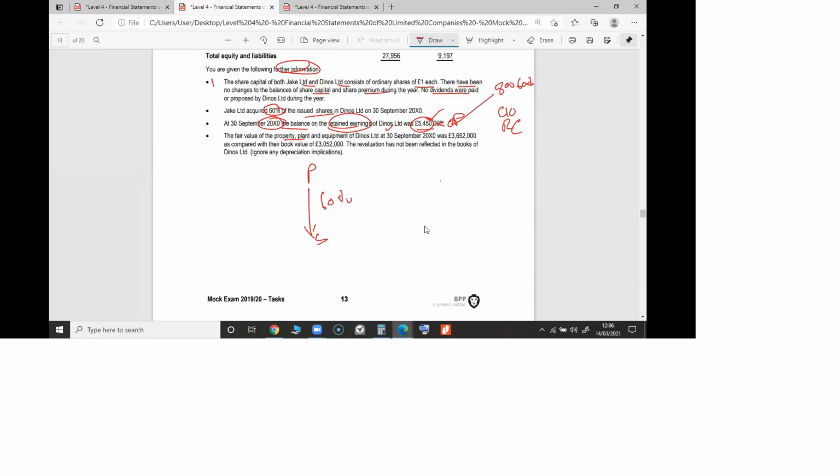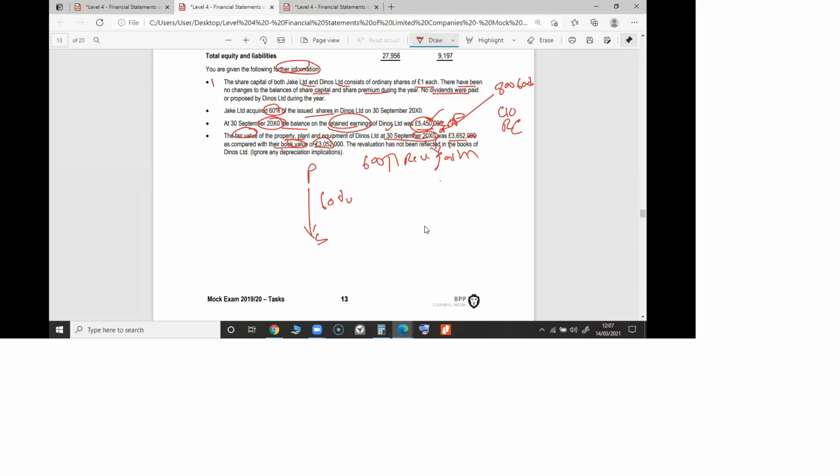The fair value of the property, plant, equipment of Dino at the beginning, opening 2010, and everything is opening. Property, plant, and equipment fair value was 3652, compared to the book value of 3052. In the book it was written 3052, but the fair value is 3652. 600 has gone up. If you do the revaluation, it's a revaluation gain, and it is already at the beginning, 2010. So a percentage of that gain, we need to work out in doing the non-controlling interest.